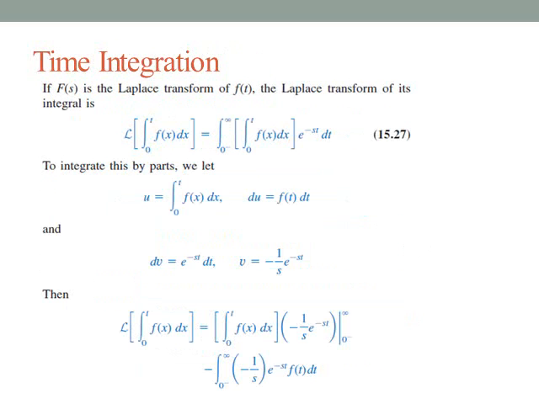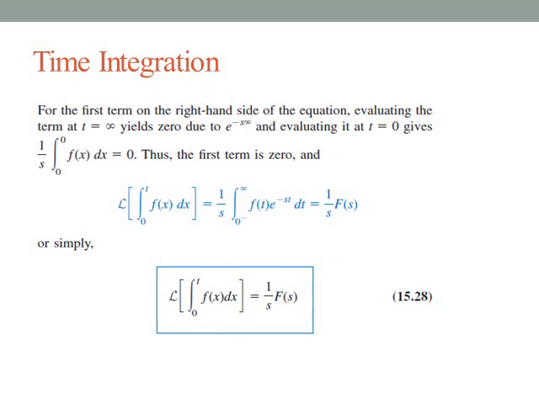Similarly, time integration results in f of s being multiplied by 1 by s. That is what integration in time domain does to frequency domain in Laplace transform. So in Laplace, whenever a function is integrated from 0 to t, all we have to do is multiply it with 1 by s.